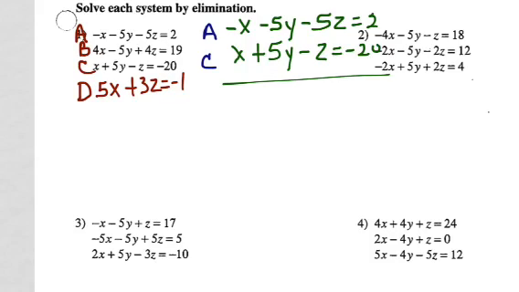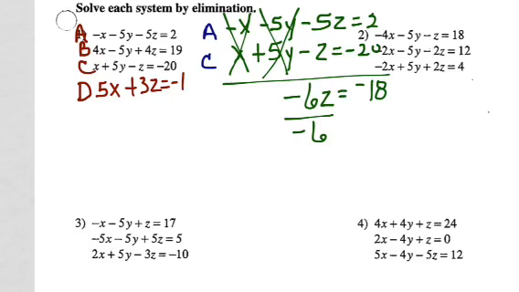When we do our elimination here, we see that our negative 5y and our positive 5y cancel out. But we also have a negative x and a positive x that cancel. So that leaves us with negative 5z and negative z, which gives us negative 6z equals 2 minus 20, which is negative 18. We're going to divide both sides by the negative 6, and we see that z is equal to 3.